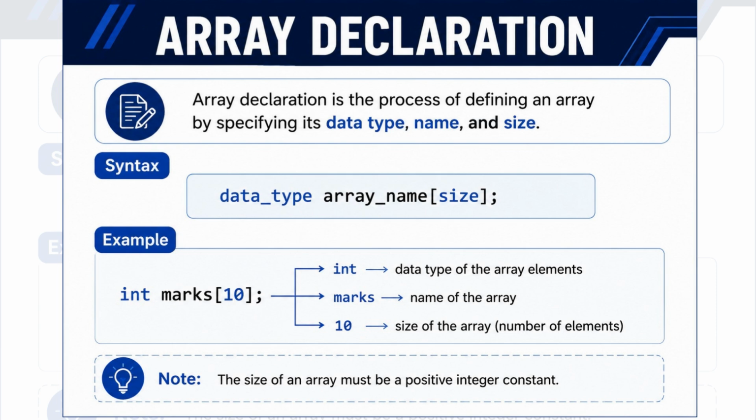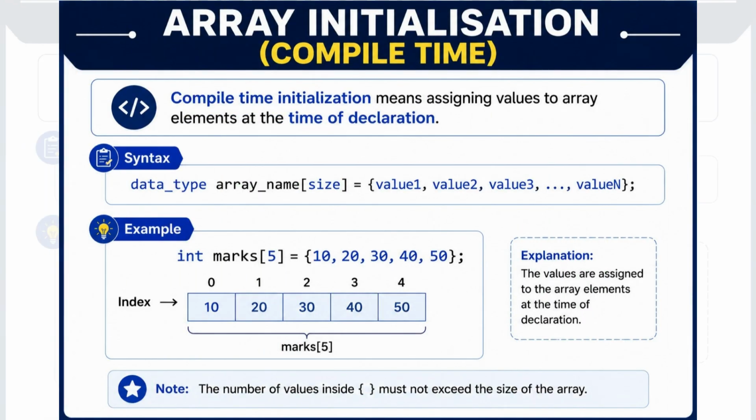Once an array has been declared, it can be initialized. The first method of initialization is compile time initialization. In this method, all the values are assigned at the time of declaration itself. So the data is already known before the program starts executing. As shown in the example, each value is automatically stored in its corresponding index position, beginning from 0. Always make sure that the number of values provided does not exceed the declared size of the array.